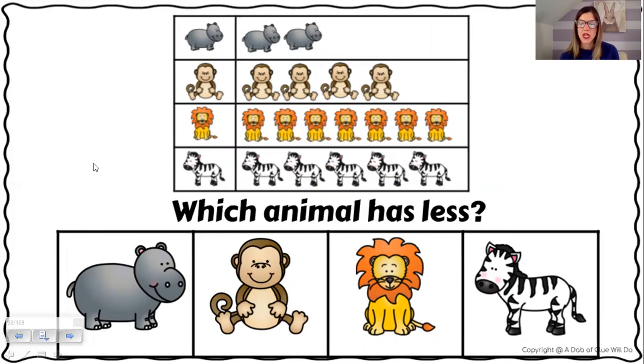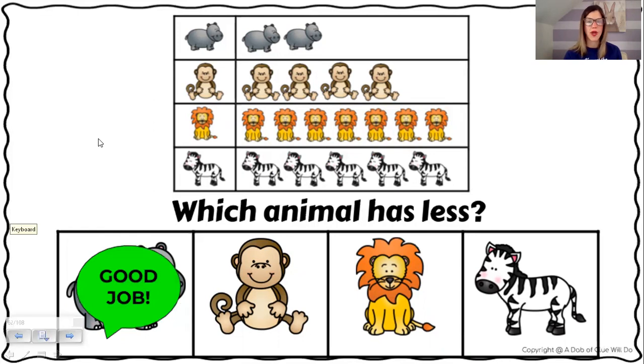Again, this one says, which animal has less? Which one is the least, smallest, less? Okay, you know just by looking at that picture graph, you don't even need to count. Which one has the smallest amount? And we know that's hippo. Just by looking at it, there are only 2 hippos. Now, monkeys are coming close with 4, but only 2 hippos.